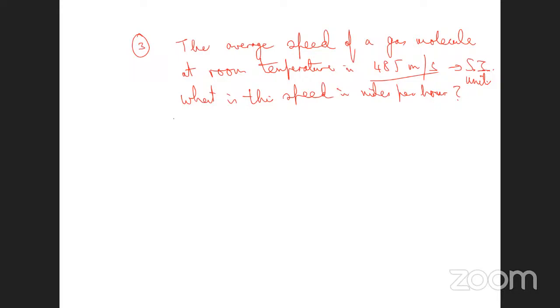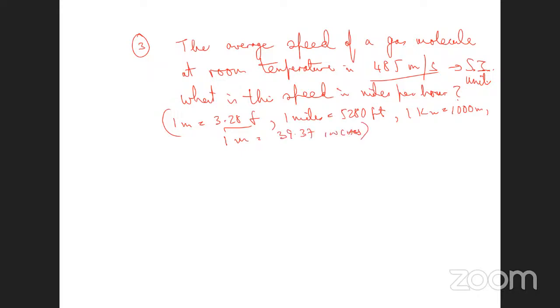What have they given us? Here they have given us 1 meter equals 3.28 feet. I think here they have given more things than what we need. 1 mile is 5280 feet, 1 kilometer. Okay, surprisingly, they have given that conversion too, which we should know already. And then 1 meter equals 39.37 inches. I don't know whether you're going to use this.